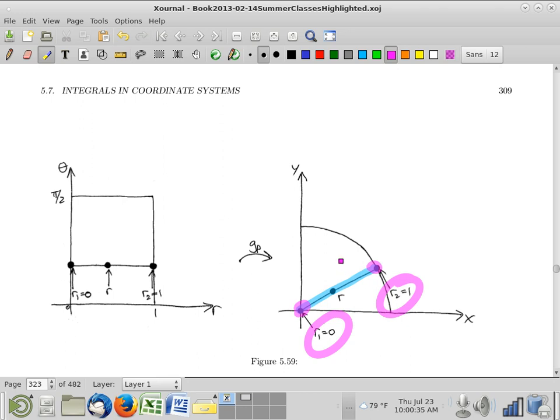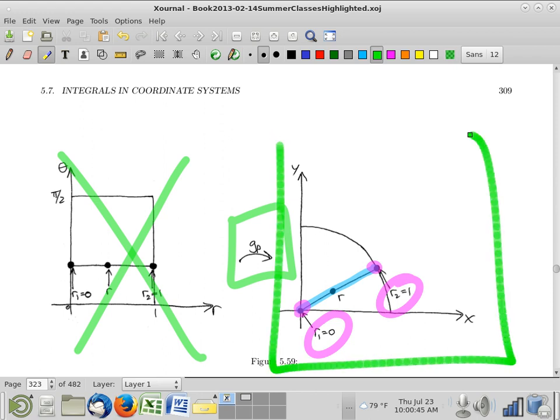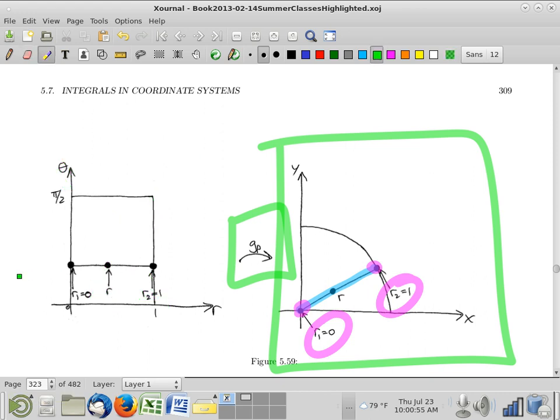So at this point, we don't need this picture at all. We've already memorized what the polar coordinate stretching factor is. The corresponding bounds that we need, we can see straight from the xy plane picture. We don't need this picture. All right.